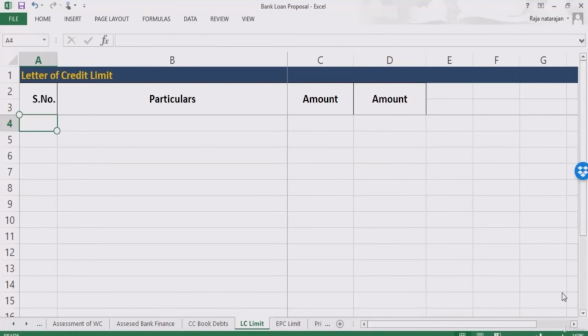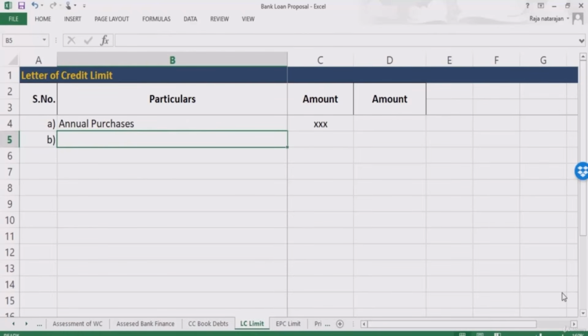It is purely linked with purchases. So first let's capture what will be annual purchases. Annual purchases, but not all purchases will be made on credit. There will be some cash payment, there will be some advance payment, there will be some purchases on credit without LC also. So we should know how much purchases are expected to be made under LC.